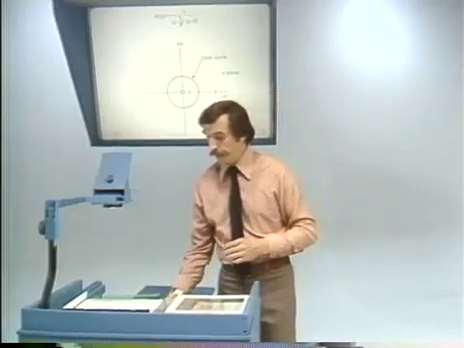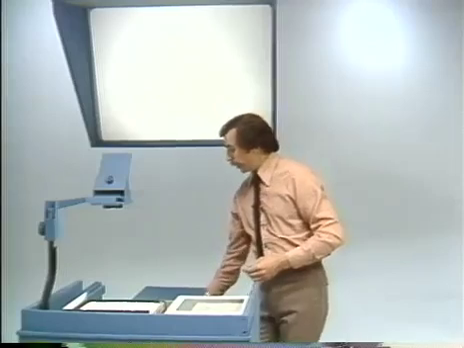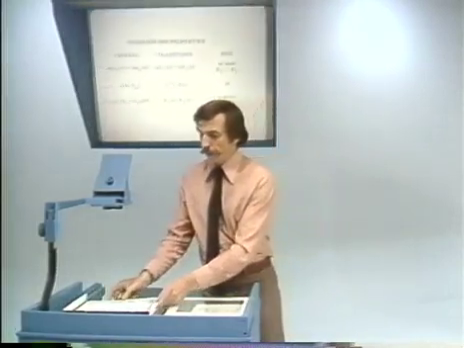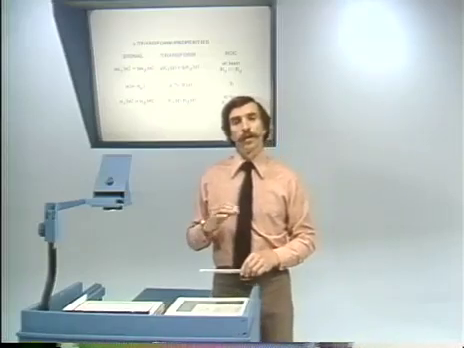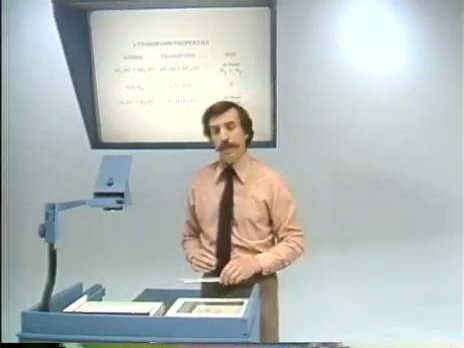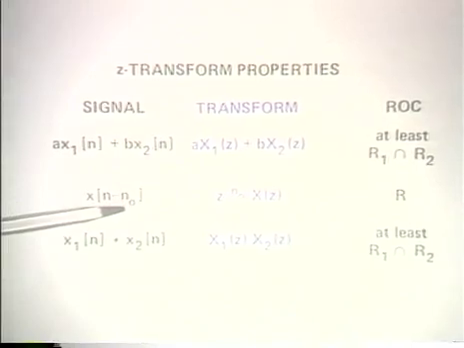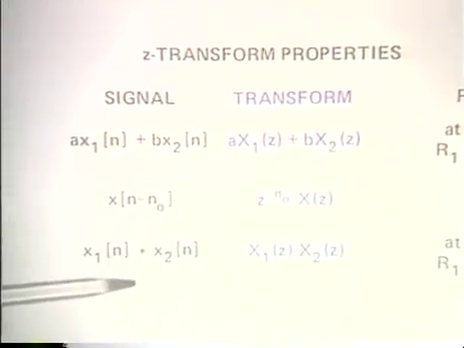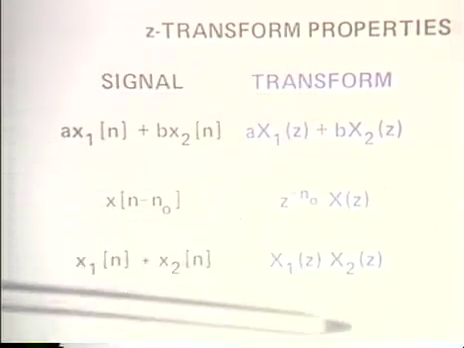All right, now what I'd like to do is look at the properties of the z-transform, and in particular exploit these properties in the context of systems that are described by linear constant coefficient difference equations. And the three basic properties that play a key role in that discussion are the linearity property, the shifting property, and the convolution property. And so these are the properties that I want to exploit.